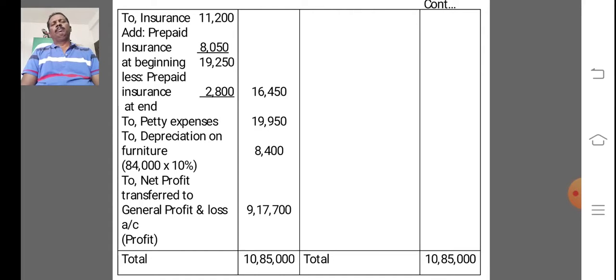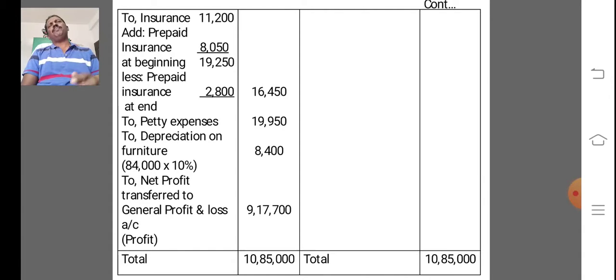And next, debit petty expenses 19,950. Debit depreciation on furniture, that is 84,000 into 10%, 8,400. And net profit is the balancing figure. The credit side total of the P&L account is 10,85,000, and the difference is 9,17,700, which is the net profit. That profit is to be transferred to the general P&L account.